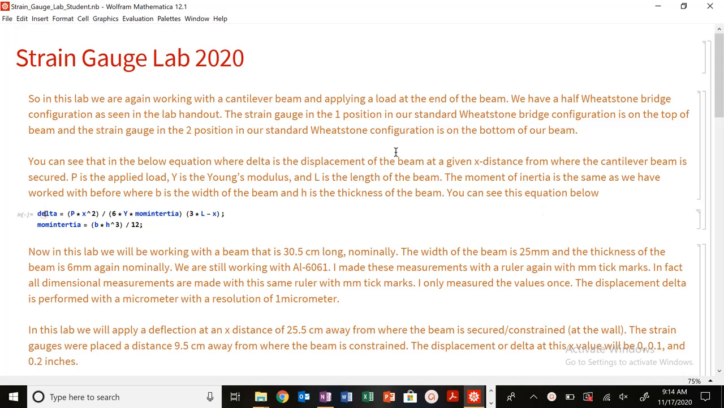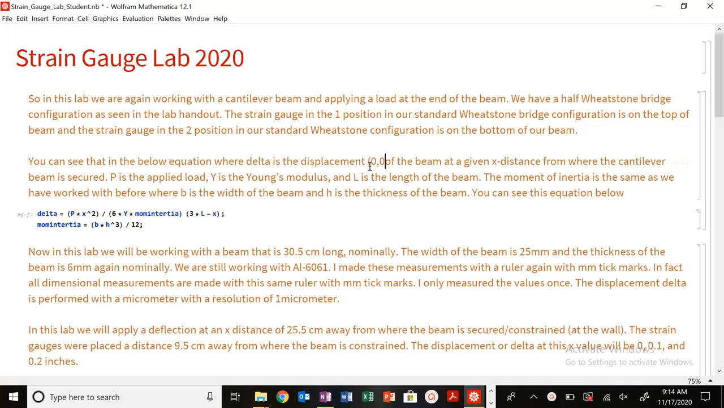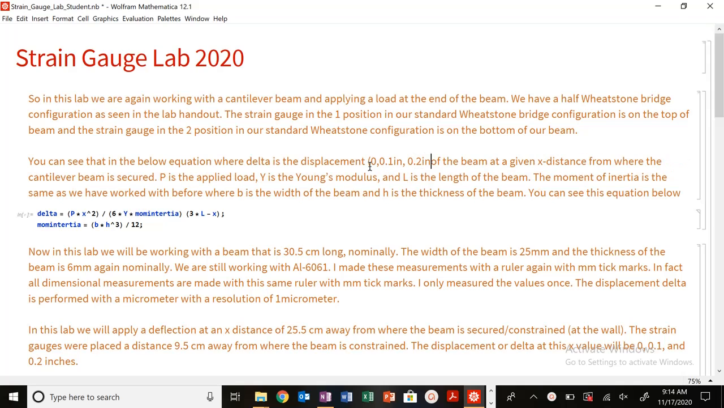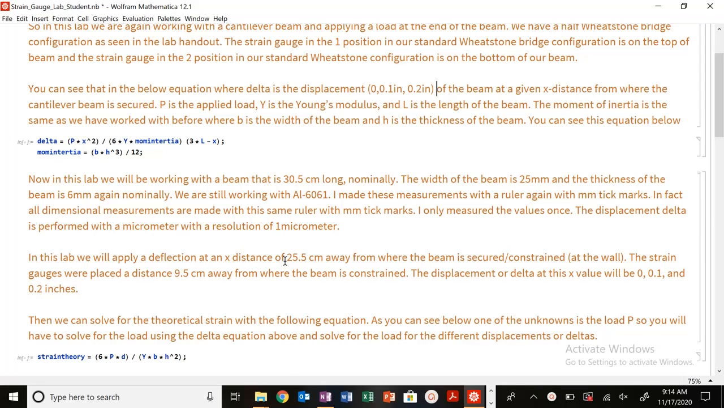Again, we're going to be working with delta displacements of 0, 0.1 inch, and 0.2 inches. So the beam is secured, and x is going to be equal to 25.5. Basically, you're going to apply the deflection at x equal to 25.5 centimeters away.